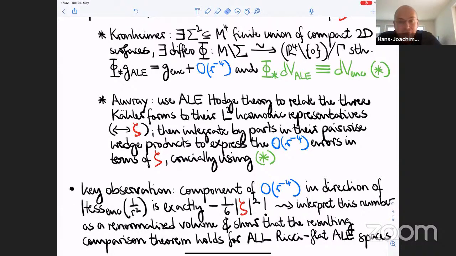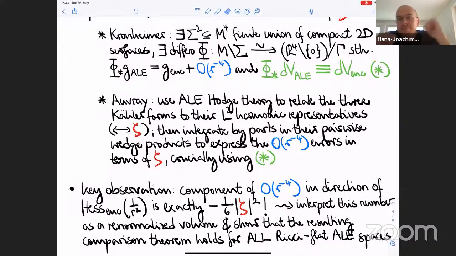And then what we do in the proof of the theorem is, first of all, interpret this number as a renormalized volume, so find some sort of Riemannian geometric interpretation of this number, and then show that you have the same comparison theorem, the same inequality, that this renormalized volume is always less than or equal to 0, together with a rigidity statement that it vanishes if and only if the manifold is isometric to its asymptotic cone. But the point is that we prove this on all Ricci-flat ALE spaces.